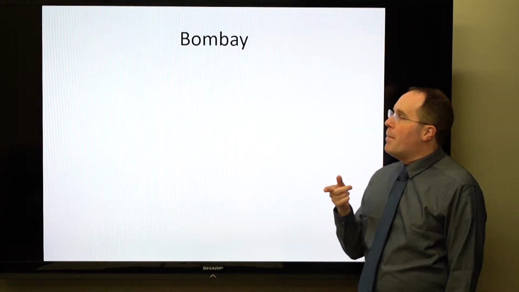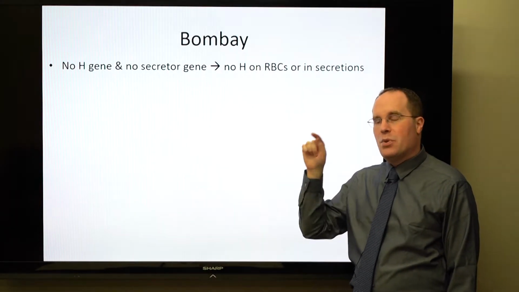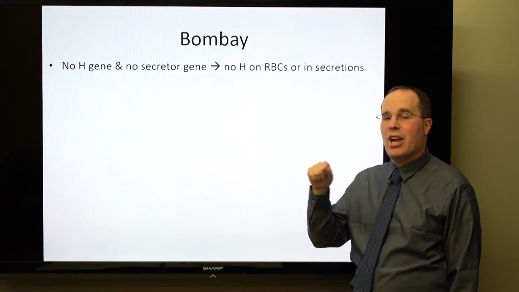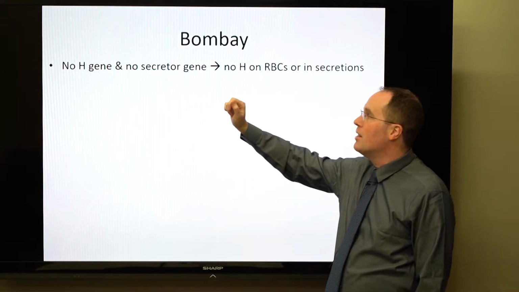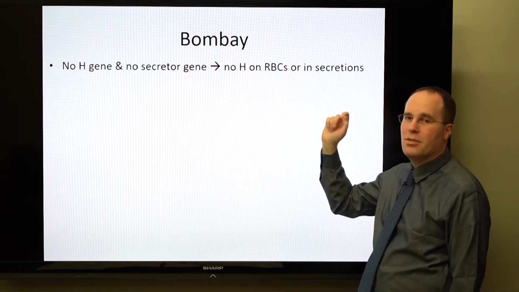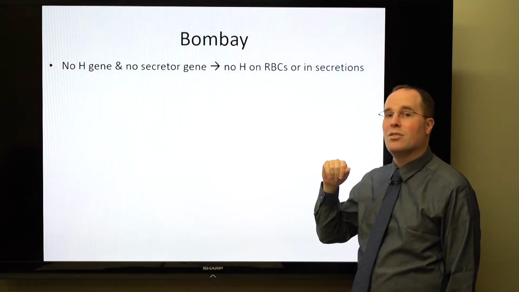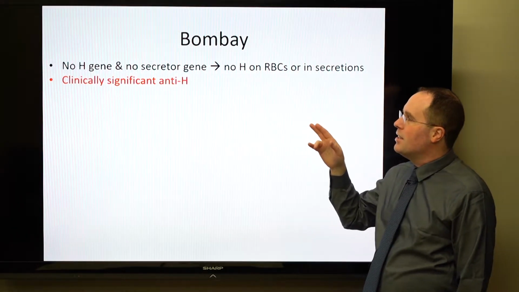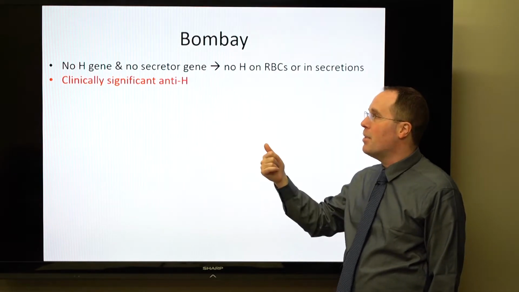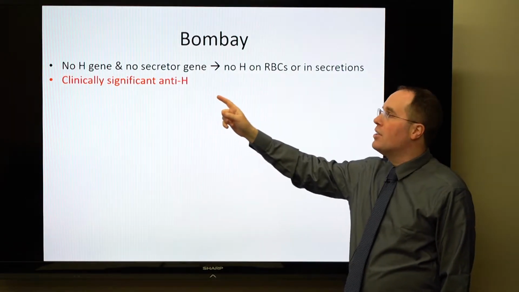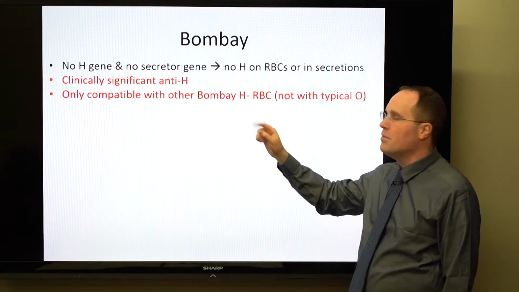And then a few words on Bombay. I told you before that most all of humanity has an H gene, and they're able to add that fucose to the type 2 chain to make the H antigen, right? Well, very rarely you could find someone that does not have an H gene, and thus they have no H antigen on the red cells. And if they also lack the secretor gene, then they also don't have any H antigens in their secretions. So this is important because if you're Bombay and you lack the H antigen, you naturally make an anti-H antibody, which is clinically significant. So such patients are only compatible with other Bombays, meaning other patients that are H negative.